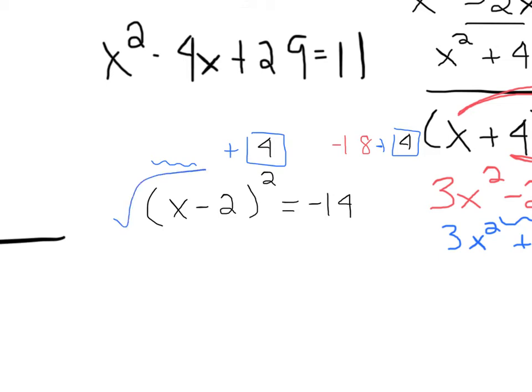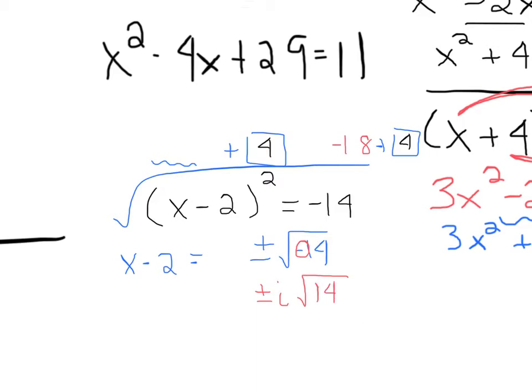Now we're going to take the square root of both sides. So x minus 2 is equal to the positive or negative square root of negative 14. Now anytime I see a negative under a radical, that tells me that I can pull out an i because our root is imaginary. And the square root of 14 can actually not be simplified. So we have x minus 2 is equal to the positive or negative i radical 14.